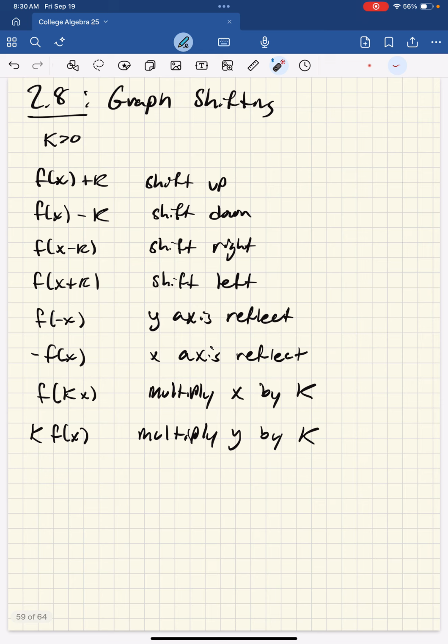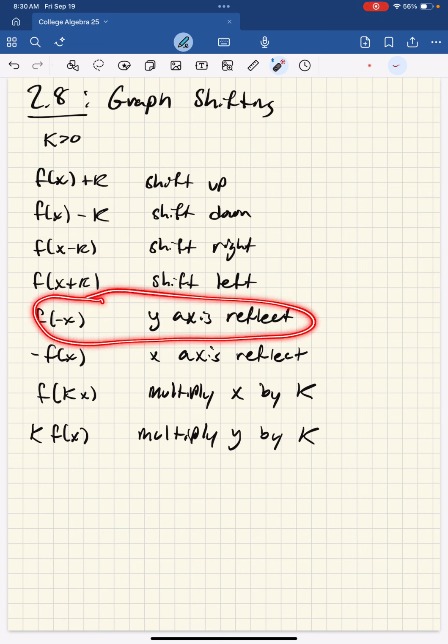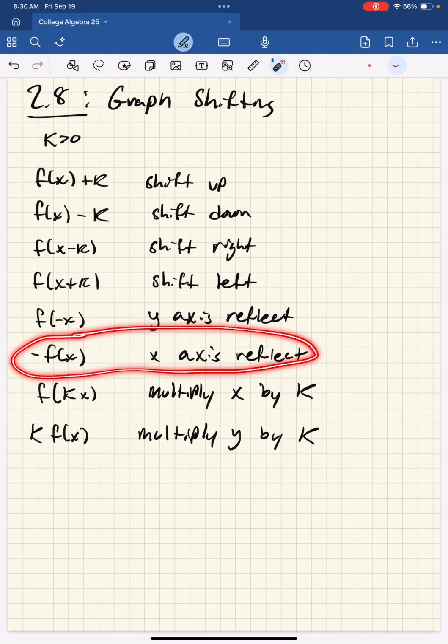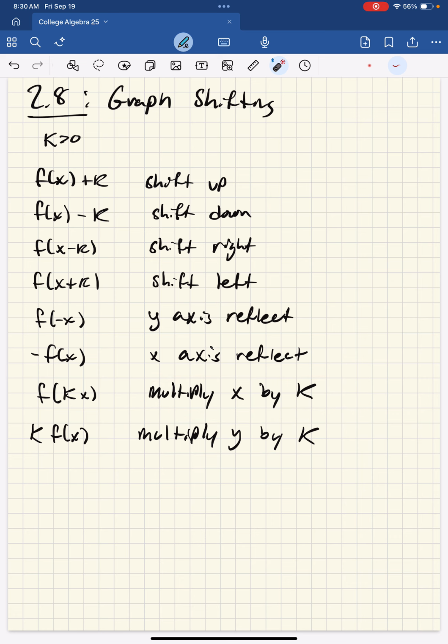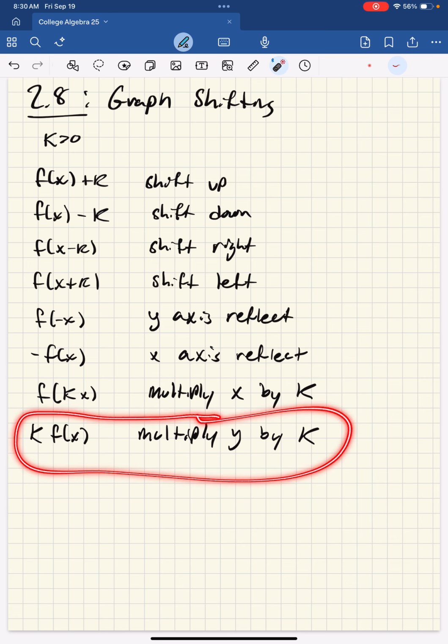Then in 2.8, we learned the graph shifting properties. So here are the graph shifting properties. Just note that the shift right and shift left at first glance might appear to be backwards. But if you play with a graph of these, and you subtract a number from the input, add a number to the input, you can see how that works. So we've got an up and down shift right here, a left and right shift right here. f of negative x is a y-axis reflection, negative f of x is an x-axis reflection, and then f of kx means multiply x by k, and k f of x means multiply y by k.